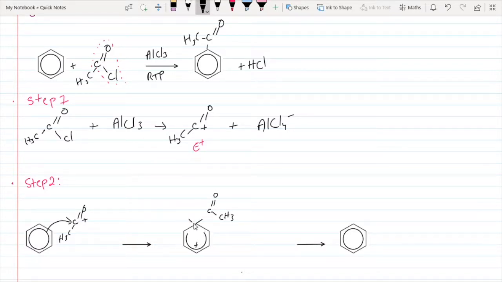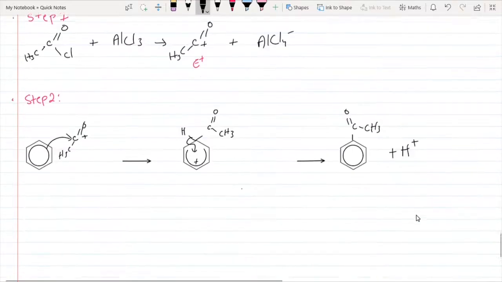Now again we have to draw the hydrogen over here, and the carbon to hydrogen bond donates electrons to the disrupted ring because it's very unstable. Now the ring reforms and we form our phenylethanone, with C double bond O, CH3, and our H+ ion.